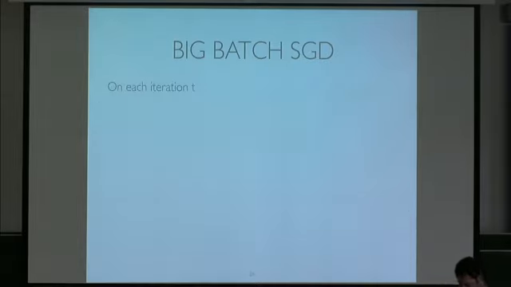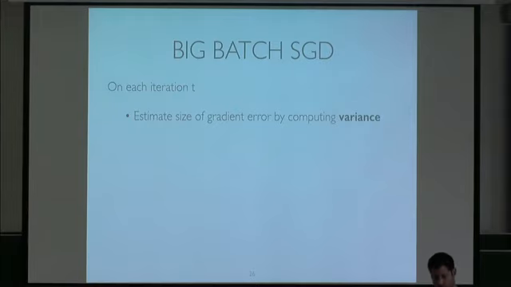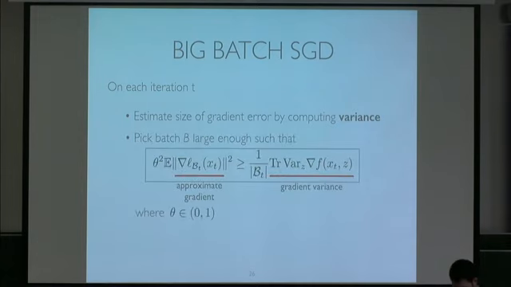Okay, so the idea is that on each iteration t, you begin by estimating the size of the gradient error by computing the variance in the gradient approximations. So you compute one gradient for every data point in our batch, and then we compute the variance of those approximations. Then we want to pick a batch large enough that the magnitude of the batch gradient is larger than the variance of the gradients divided by the batch size. So we're going to choose a batch size large enough to make this inequality hold.